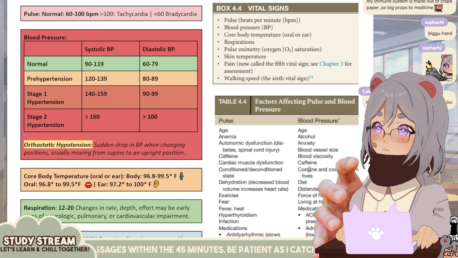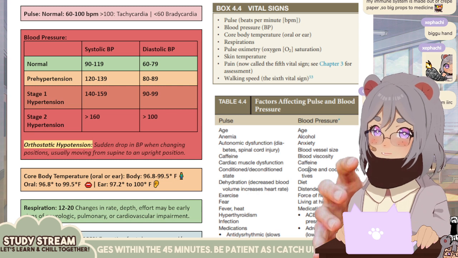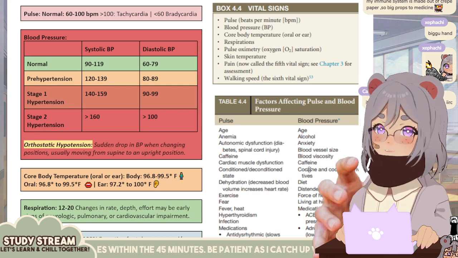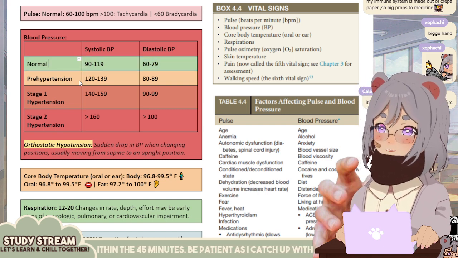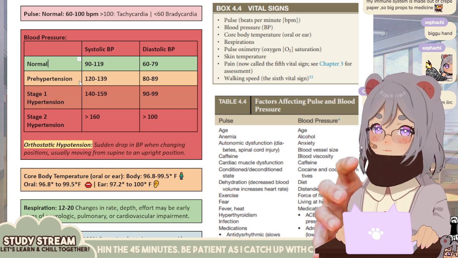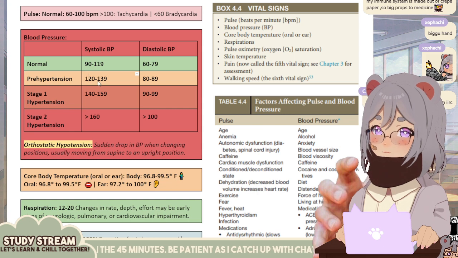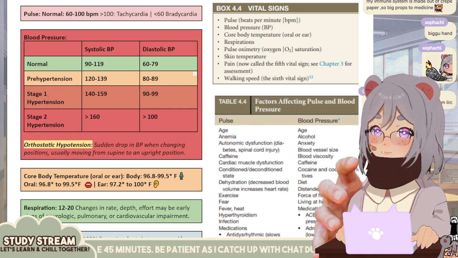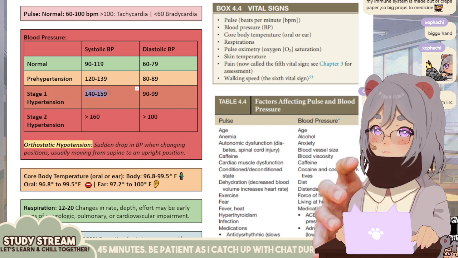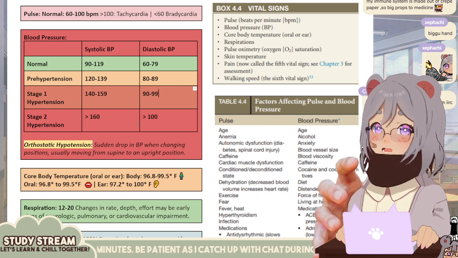So let's see. So normal, your systolic, or that top number, should be 90 to 119, and your diastolic should be 60 to 79. Anything within this range right here in the green is normal. Pre-hypertensive meaning right before hypertension, high blood pressure, you might be a little bit over the normal. So you might be anywhere from 120 to 139, with your diastolic being 80 to 89. Stage 1 is going to be 140 to 159, and your diastolic is going to be 90 to 99.